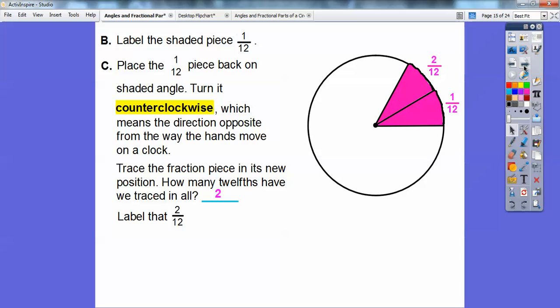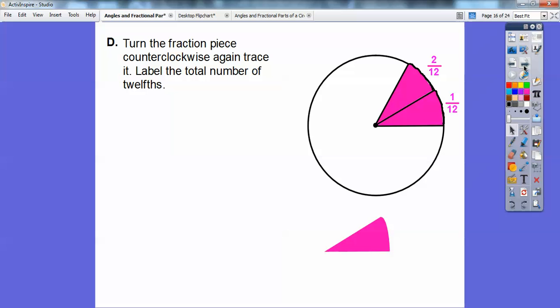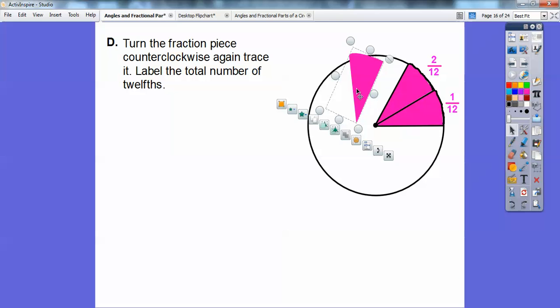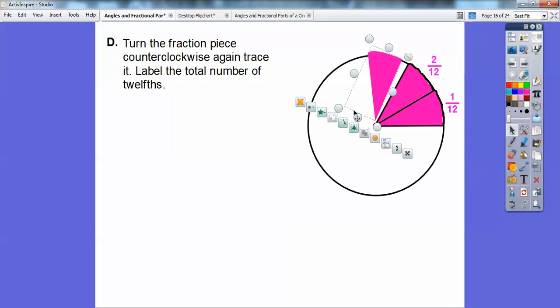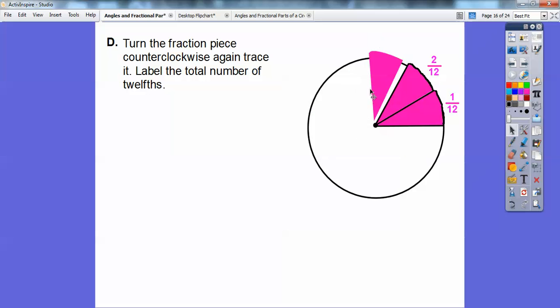Okay, all right, so we're going to go ahead and turn the fraction piece counterclockwise again and trace it. So I'm going to take this piece up here and turn it counterclockwise, which would be in this direction right here. And we're just going to keep moving this little 12th piece around. I've got to slide it in there just a little bit more. Okay, and we're just going to keep doing that.